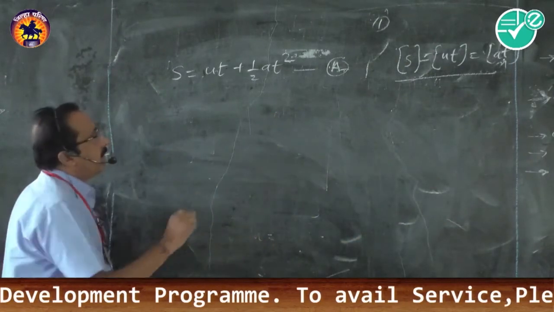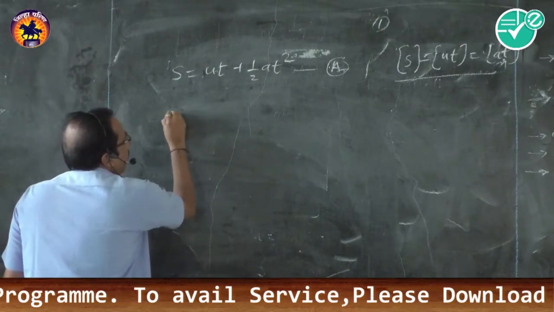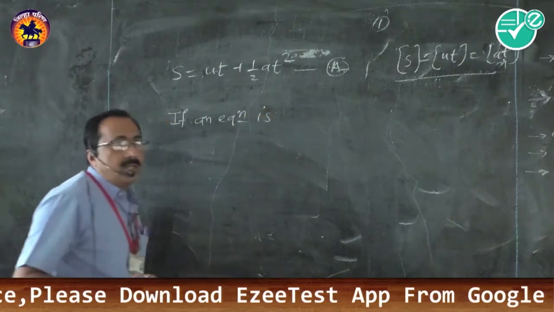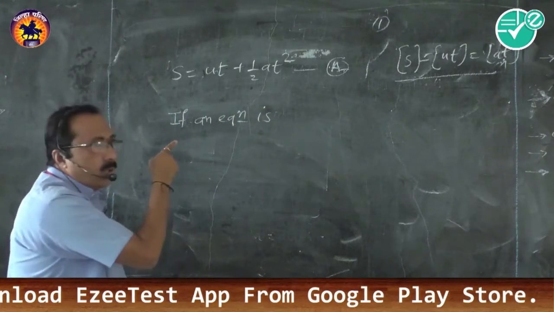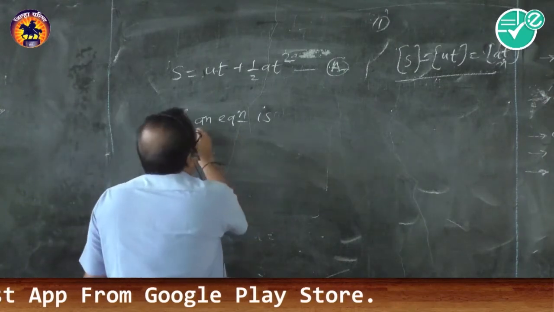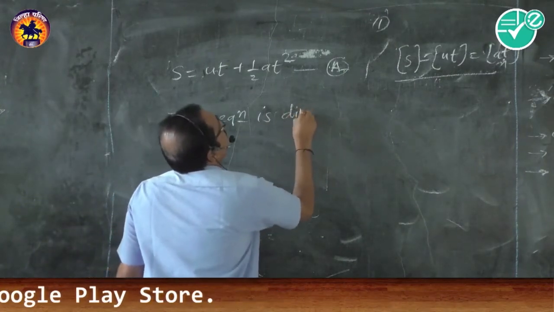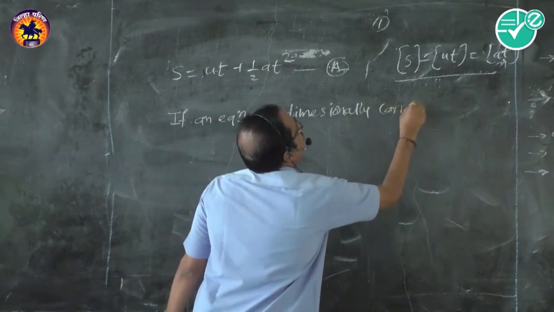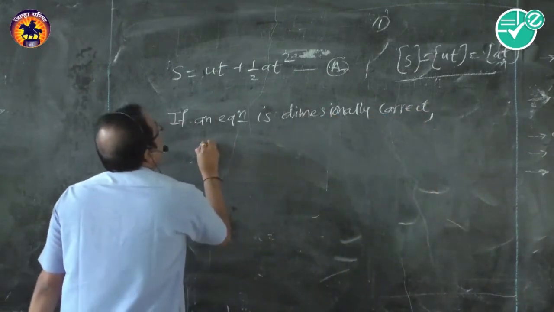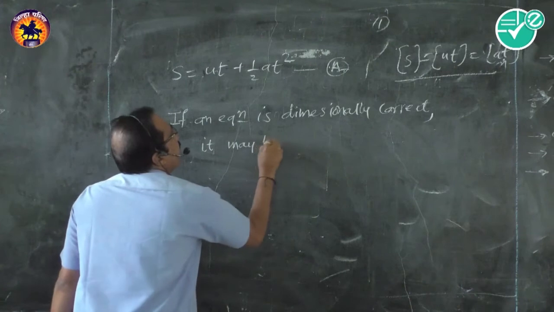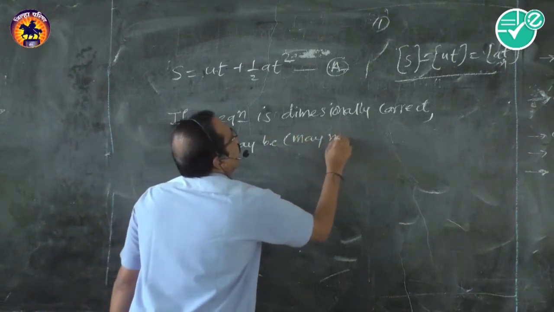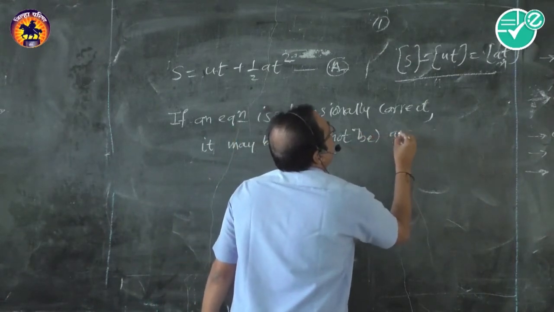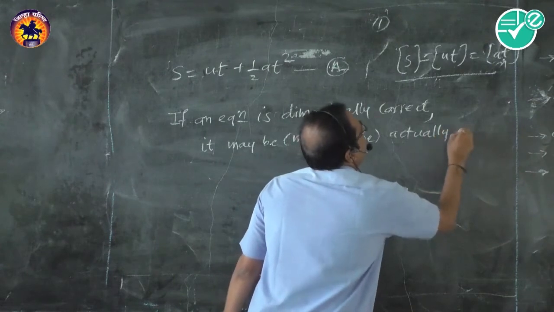Please listen and keep in mind, look at the board, the sentence is being written here. If an equation is dimensionally correct, it may or may not be an actual, correct physical equation.